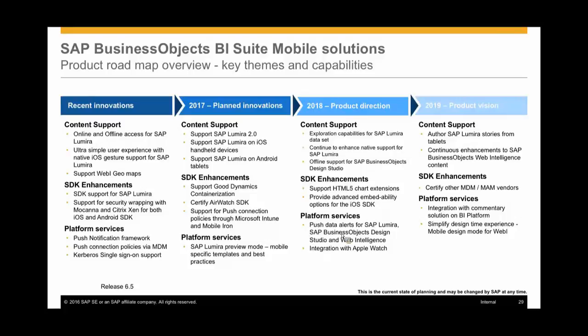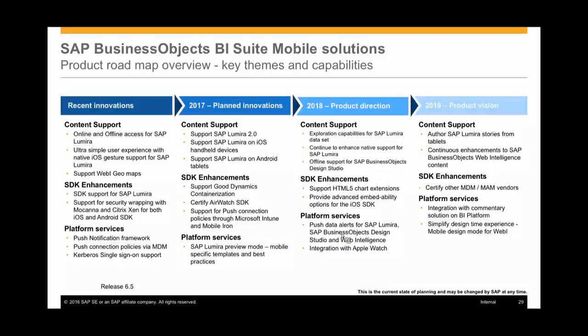We'll continue to enhance our native support. That means we'll add more native visualizations, and you can access them offline. We're looking at supporting Designer, basically Design Studio, offline access, and supporting HTML chart extensions that you've created. We are also looking at providing an advanced option of embedding the Mobi SDK in other applications that you might have.